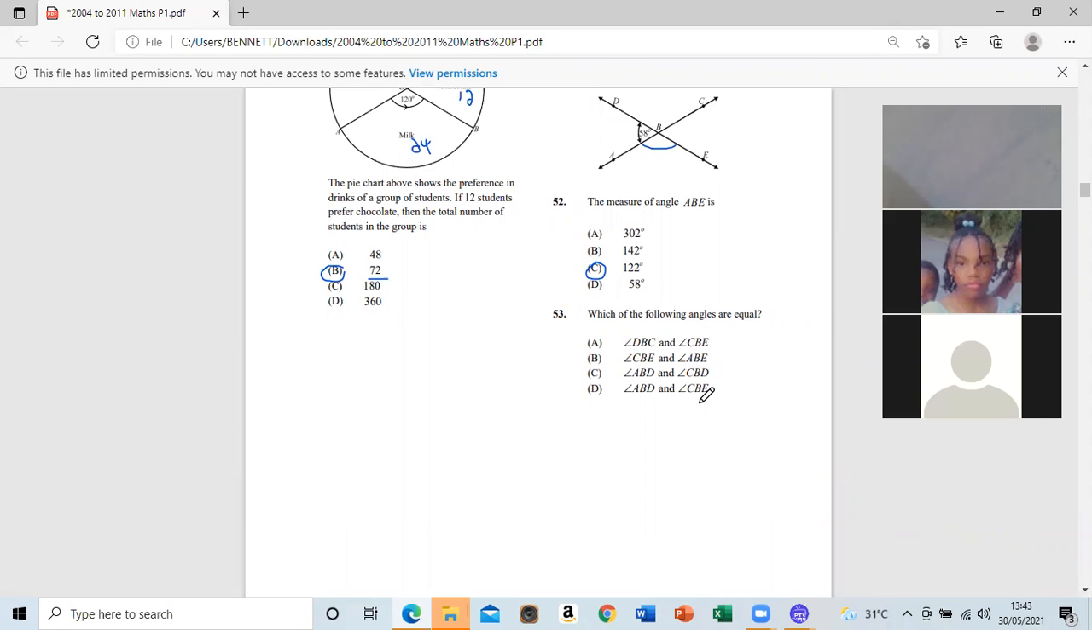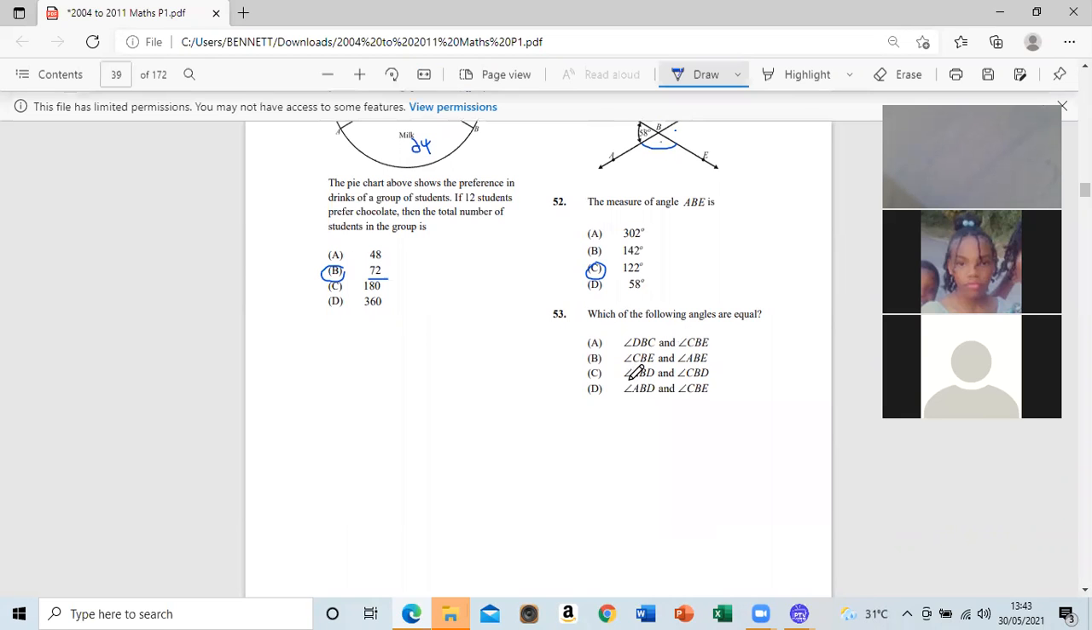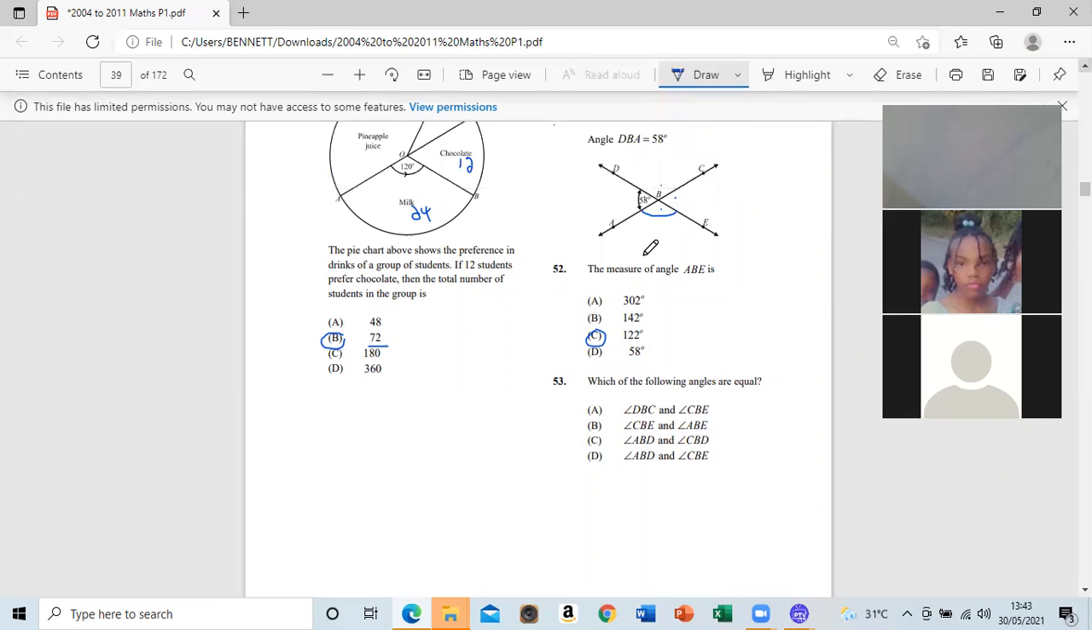Which of the following angles are equal? I guess they are relating to the same one. So this angle equals this one, and this one equals this one. And they are vertically opposite, so all we have to do is look at which one matches. I think this will be the last one. I think we did this in class. Let me check the last one. ABD, CBE. So it will be D. Yes, sir.